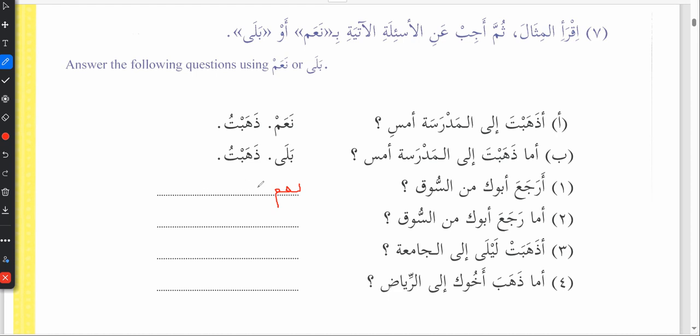Raja'a. And remember, we are using the verb mina suqi. And ama raja'a abuka min as-suqi? Now I'm interrogating. You will say Bala. Of course. Raja'a min as-suqi. Next: أذهبت ليلى إلى الجامعة؟ Did she go to the university? You will say نعم. Then you will say ذهبت ليلى إلى الجامعة. Then now I'm interrogating.